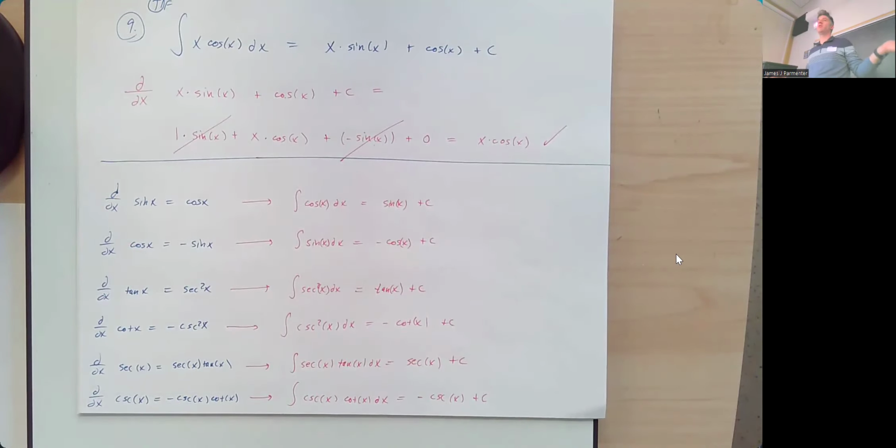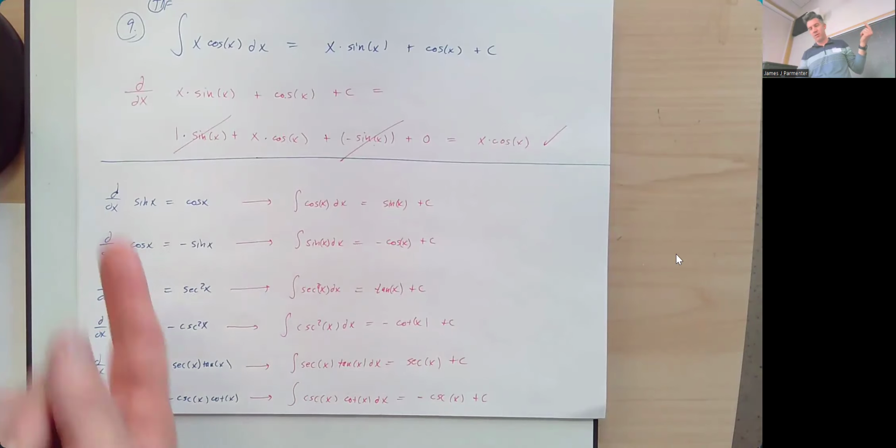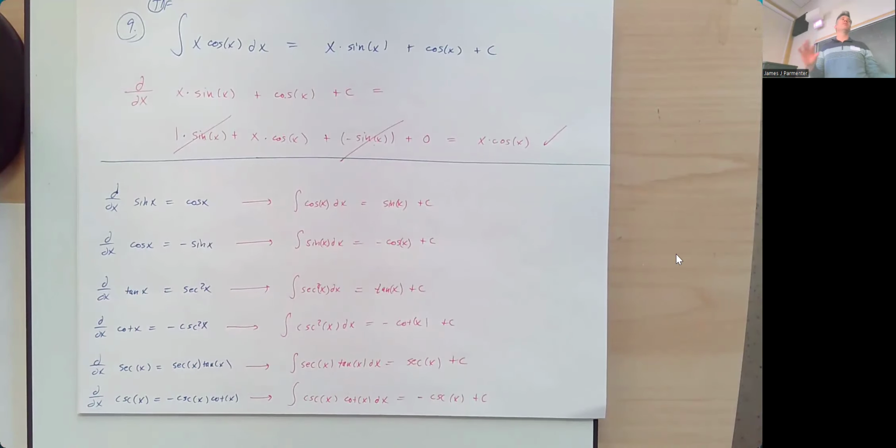So these are all the ones we should know right off the bat, because we already know the derivatives of all these things, so we know the antiderivatives of all these things are these things. We will also learn about the antiderivative of tangent and cotangent, but that's not right this moment.